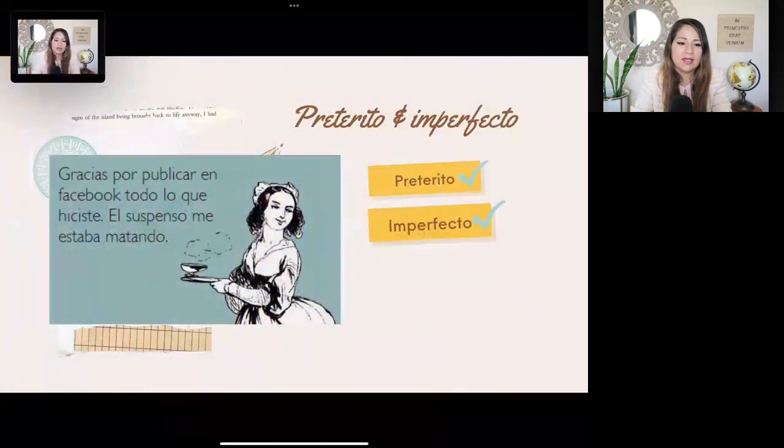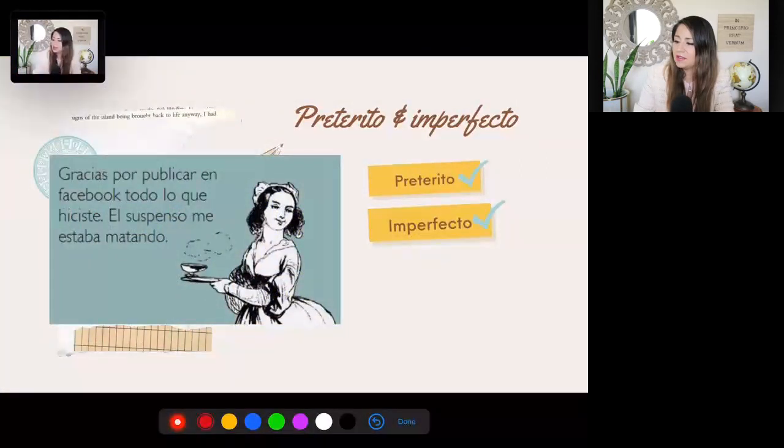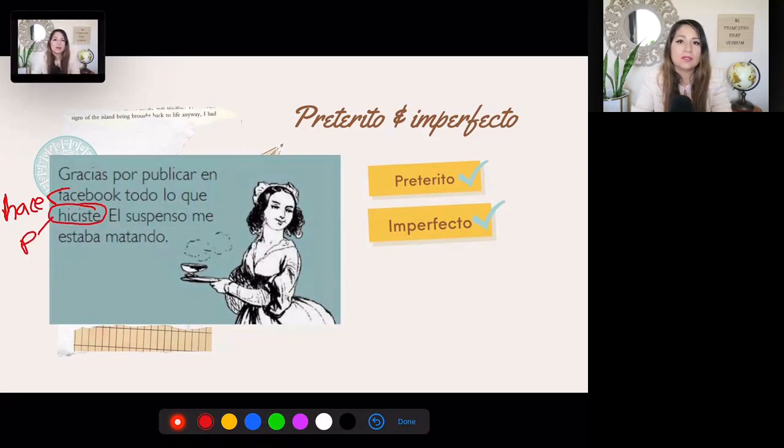Muy bien, chicos. Aquí, gracias por publicar. So here we also see the imperfect and the preterite. So let me show you. Gracias por publicar en Facebook todo lo que hiciste. Hiciste comes from the verb hacer. It's the you form of the verb hacer in the preterit. So it means you did. Or if it's in a question, did you do? But here in this sentence, gracias por publicar en Facebook todo lo que hiciste means thank you for posting on Facebook everything that you did. So preterit, viewed as completed.